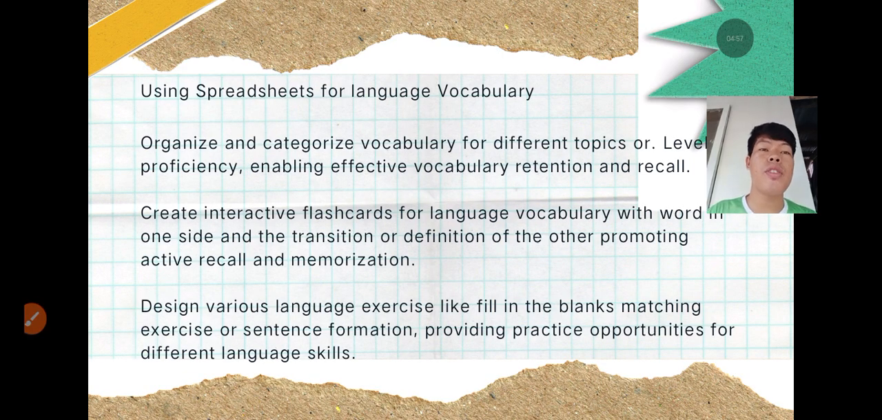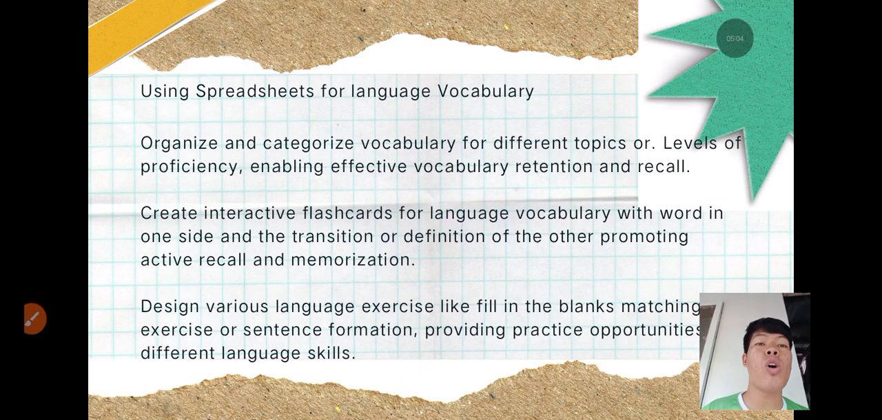Now, how are we using spreadsheets in language vocabulary? First, organize and categorize vocabulary for different topics or levels of proficiency, enabling effective vocabulary retention and recall. And the second is to create interactive flashcards for language vocabulary with the word on one side and the translation or definition on the other, promoting active recall and memorization. So it helps them create interactive activities.